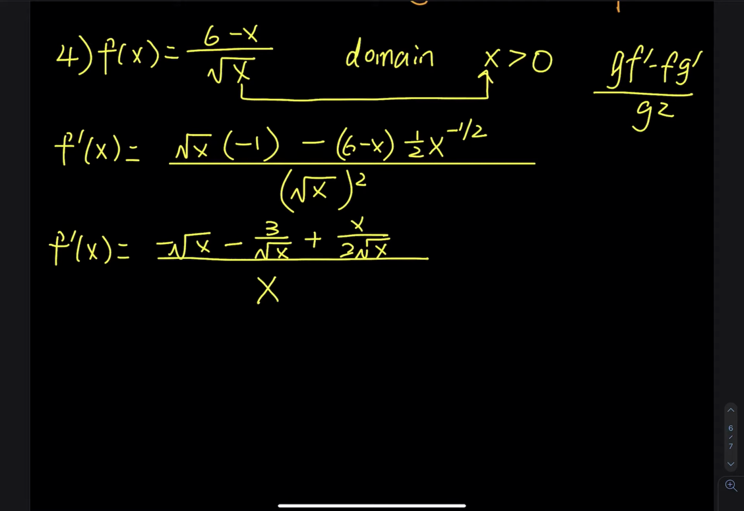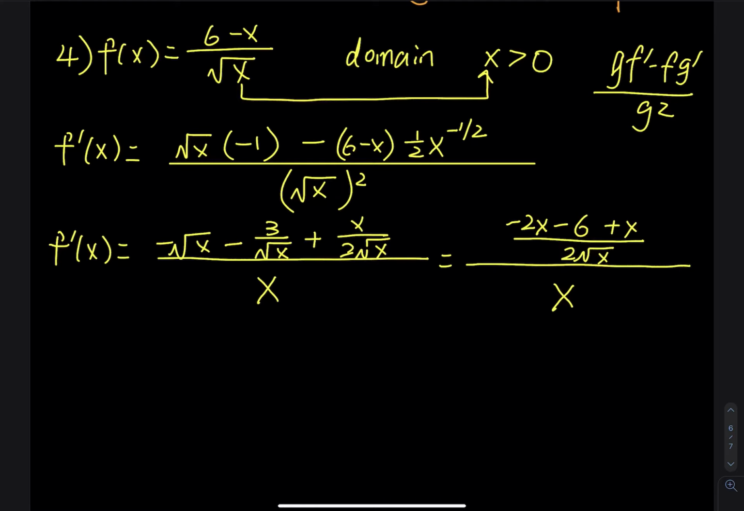So in the numerator, I have to get a common denominator. The common denominator is going to be 2 times root x. The denominator is x. All right, so for each numerator, you have to multiply that by 2 root x. So root x times root x is just x. So first one, we have a negative 2x. And then the 3 over root x, I don't need to multiply the top by root x. I only need to multiply the top by 2. So that will be a minus 6. And then the last one is already in common denominator, so that will be just a plus x. And then I have to put the 2 root x in the denominator.